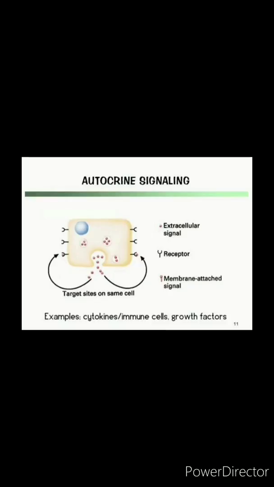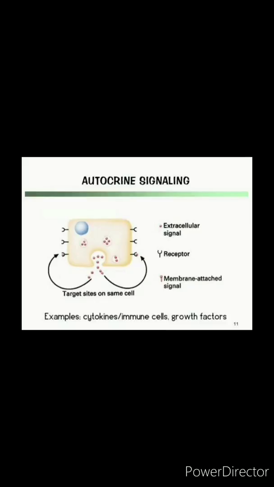It is also noteworthy that abnormal autocrine signaling frequently contributes to the uncontrolled growth of cancer cells. In this situation, a cancer cell produces a growth factor to which it also responds, thereby continuously driving its own unregulated proliferation. In the picture you can see that the cell's signaling molecules produce an effect on the same cell that produces them.